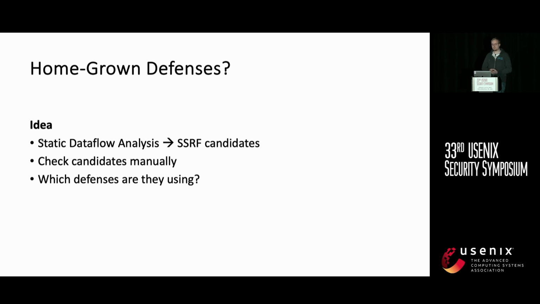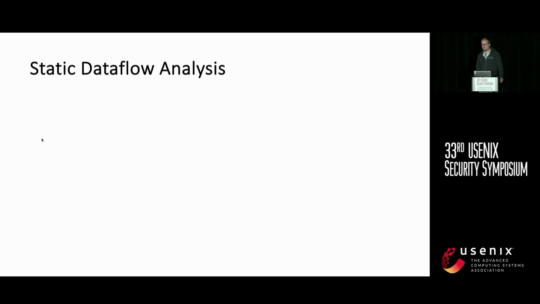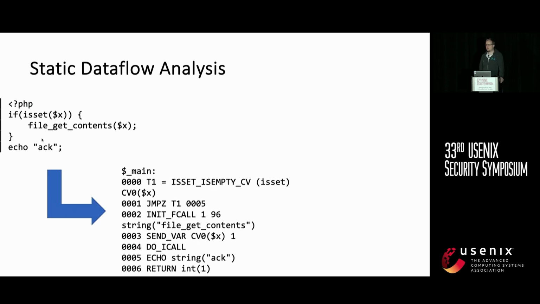To answer this question, we are conducting a static data flow analysis on PHP. We do this to extract candidates that might be vulnerable to SSRF and check these manually. To do this, we take the PHP source code and dump it into the PHP engine. As you might know or might not know, PHP has a virtual machine inside which runs on opcodes, and we get this bytecode from the PHP engine itself.